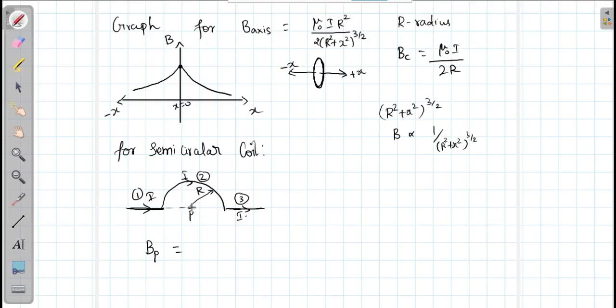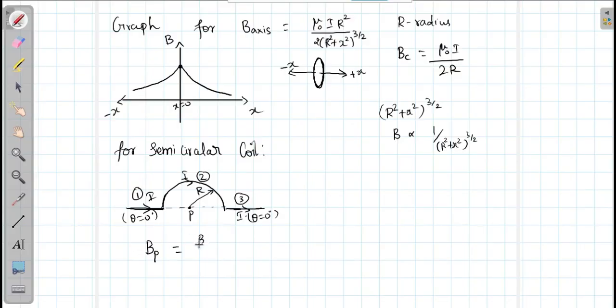In this particular case, the dotted line is parallel to the wire segments 1 and 3. So for these 2 cases, theta is 0. Therefore, their magnetic field is 0 at this point. Only if you have some angle theta will there be some magnetic field at this point P. Otherwise, if theta is 0, the magnetic field automatically becomes 0. Therefore, the magnetic field at the point P is only due to the semicircular segment.